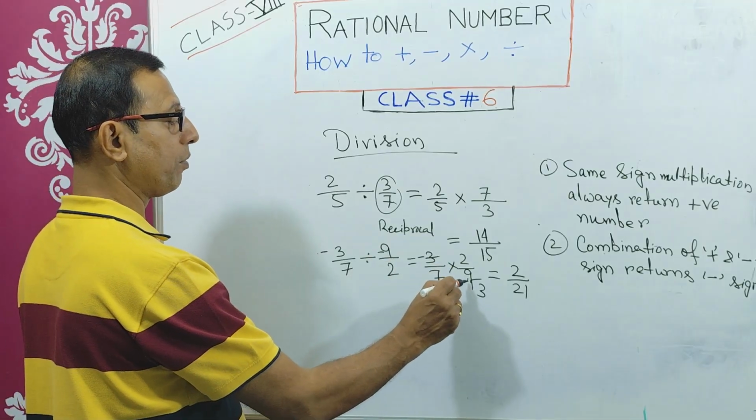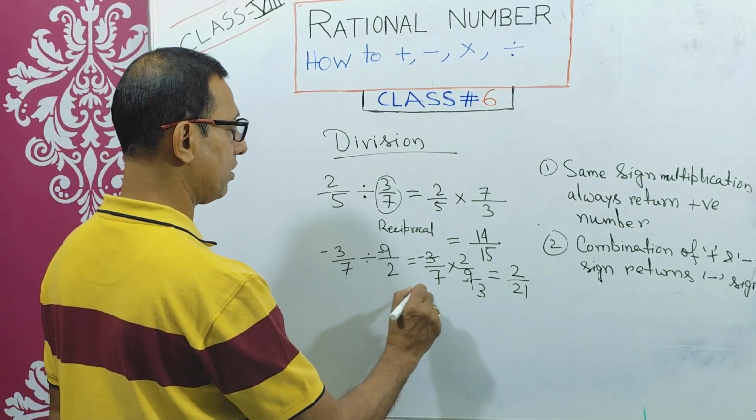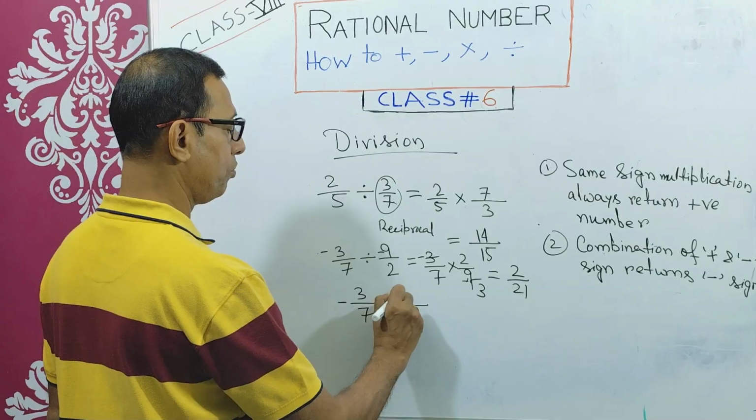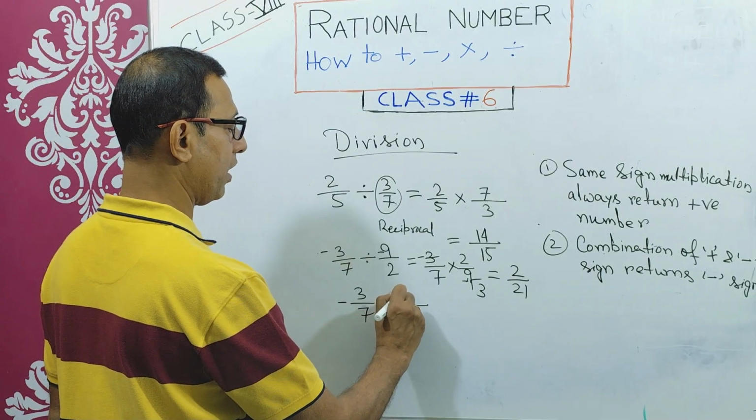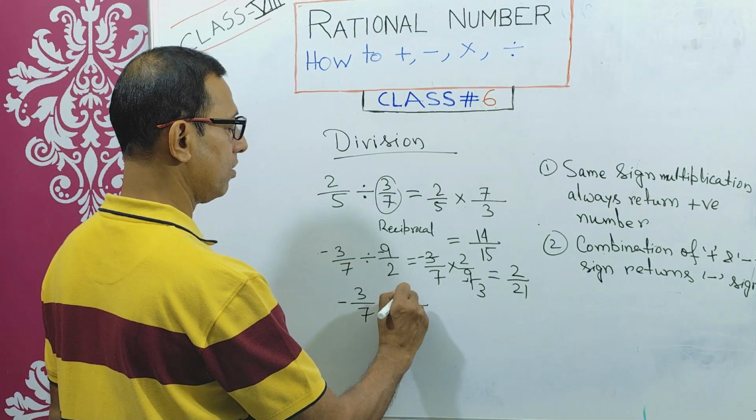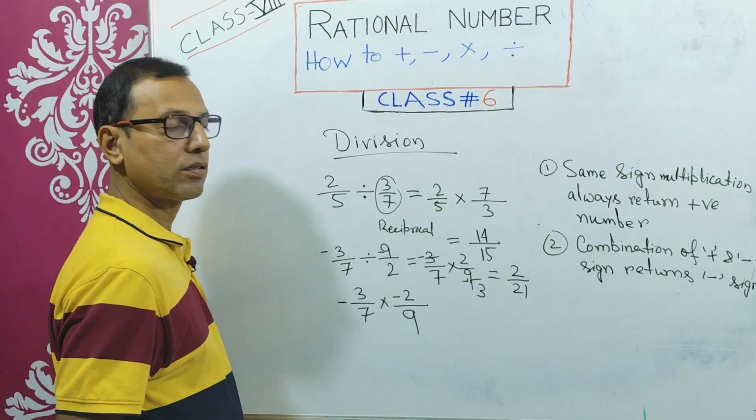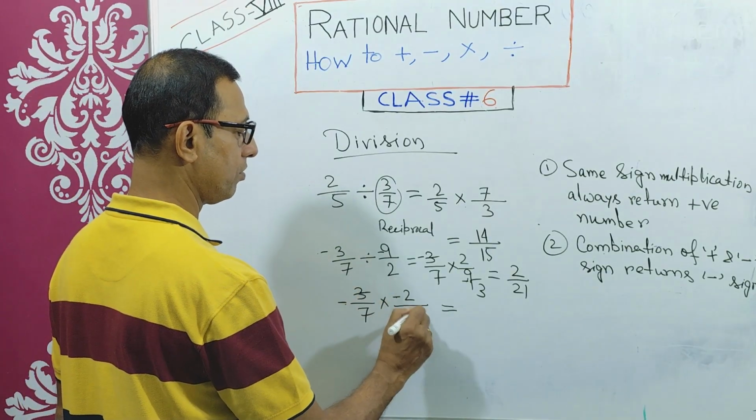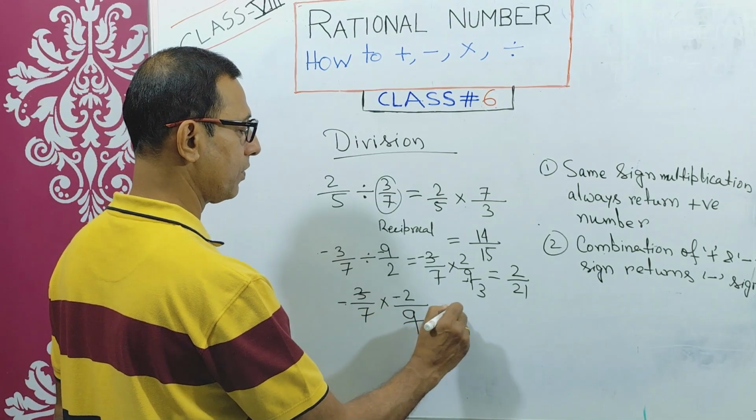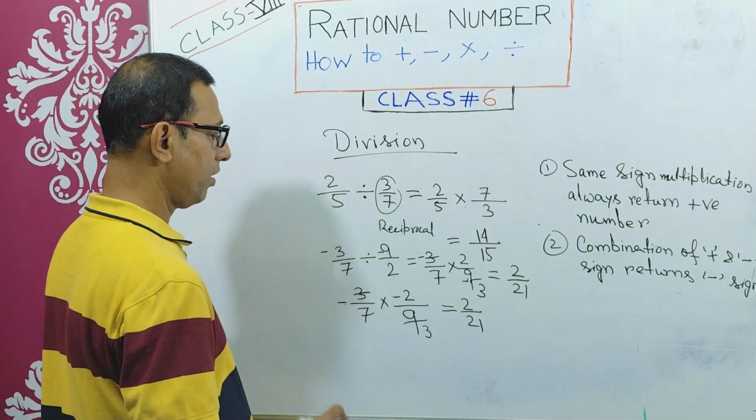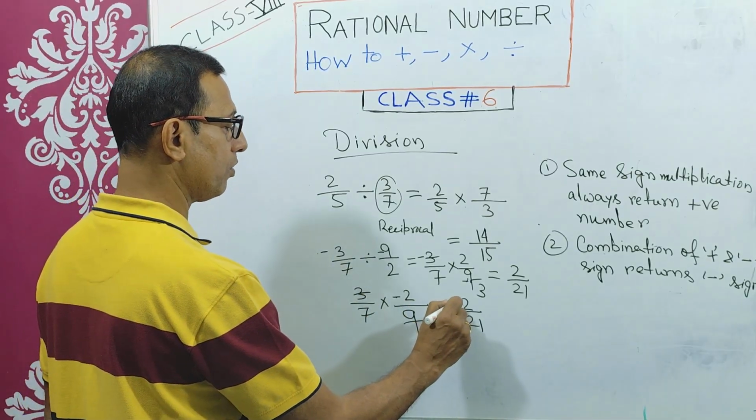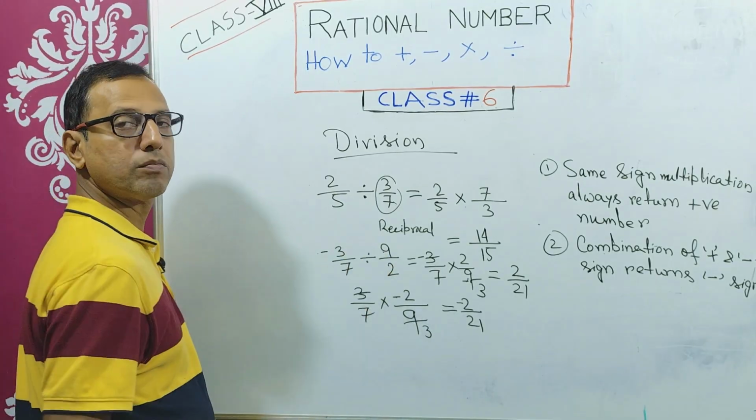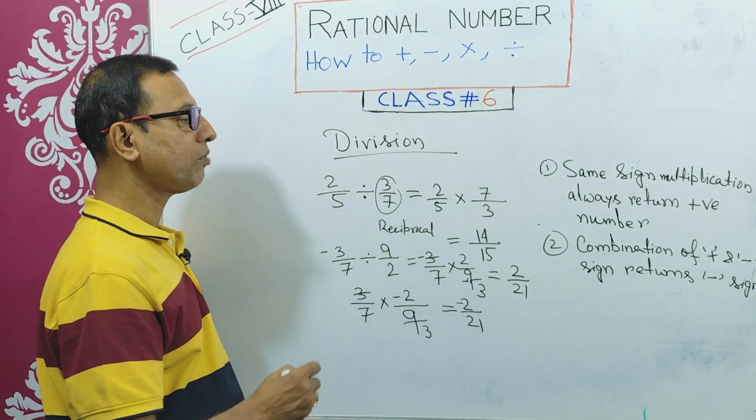You are doing minus 3 by 7 into 2 by minus 9, right? 2 by minus 9 means minus 2 by 9. Okay, so minus into minus is plus, then you make the standard form, 2 by 21. If one is plus, one is minus, then the sign will be minus. Plus into minus, minus. Right? Okay. So this is how division works also.